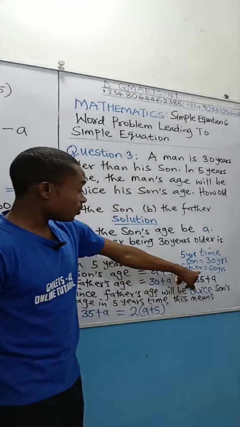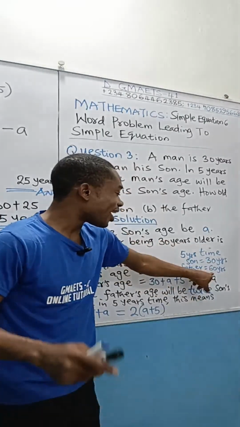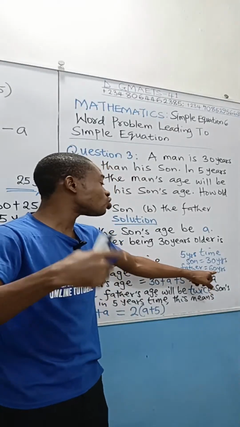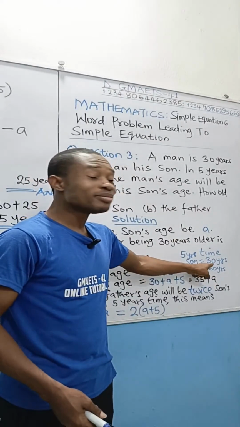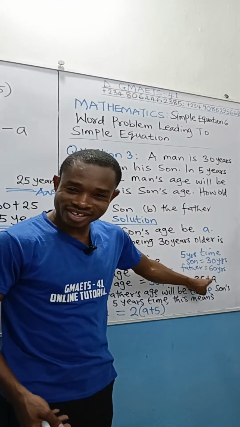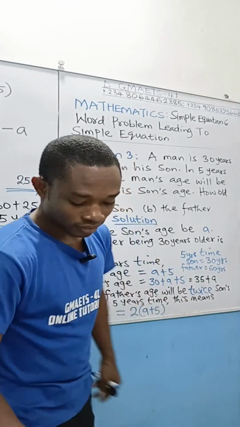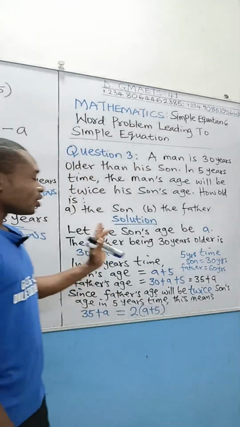Now look at it. In 5 years' time, the son is 30, the father is 60. Can you see that the father's age is actually 2 times the son's age in 5 years' time? Because 2 times 30 will give you 60. This is wonderful. So I hope you understand this question.